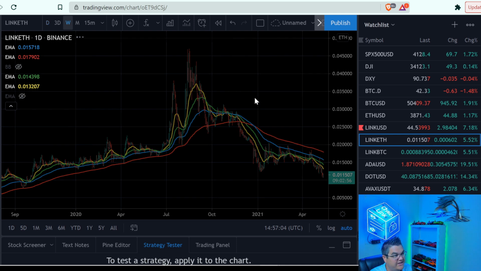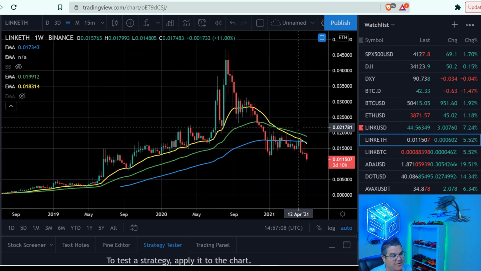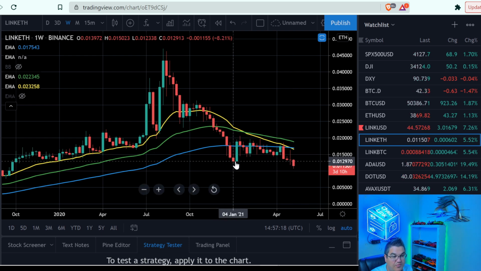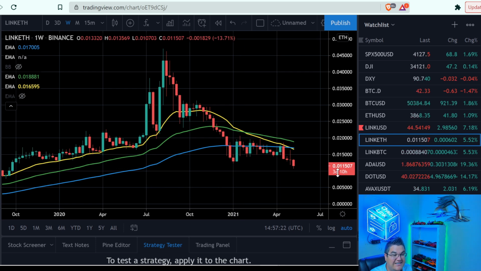Weekly. Let's look at Link Ethereum on the weekly chart. And yes, we are down so far on the week. I would still anticipate this closing up a little bit higher, maybe around this level, 0.012, 0.013. Look for it in 3 days, 10 hours. My money's on closing a little bit higher. We'll see. Now, is there anything else important that we need to look at for Link Ethereum?